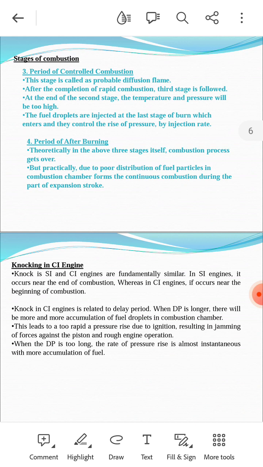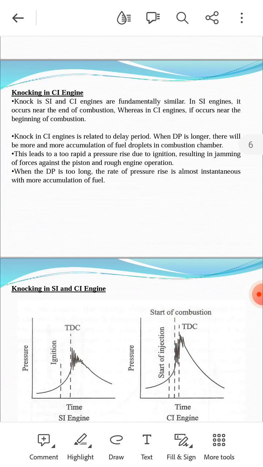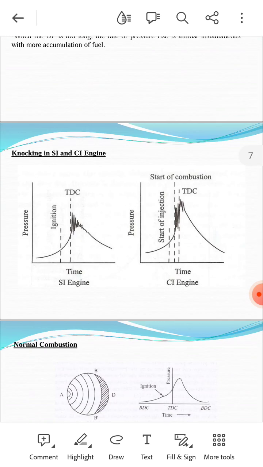This leads to too rapid a pressure rise due to ignition, resulting in jumping forces against the piston and rough engine operation. When the DP is too long, the rate of pressure rise is almost instantaneous with more accumulation of the fuel. Knocking in SI engine and CI engine, for the diagrams.